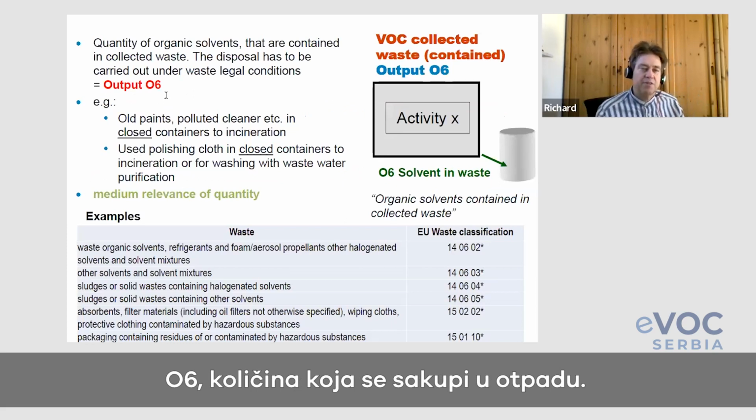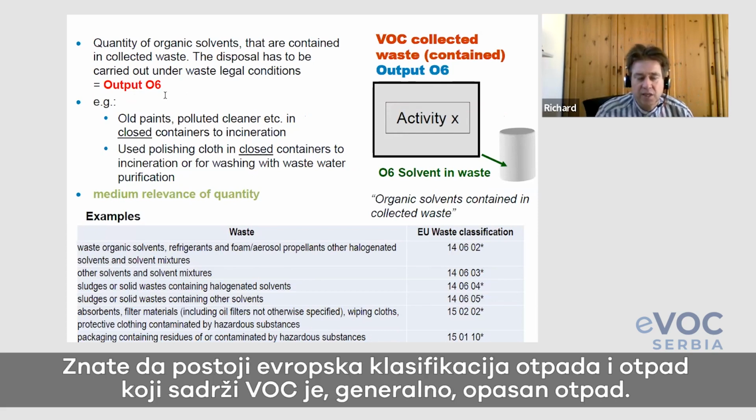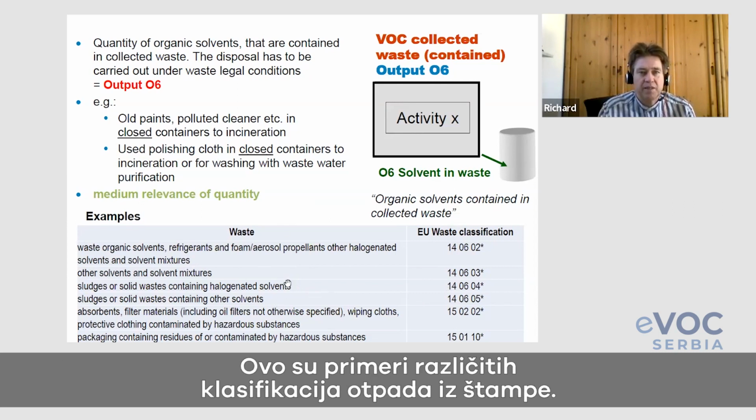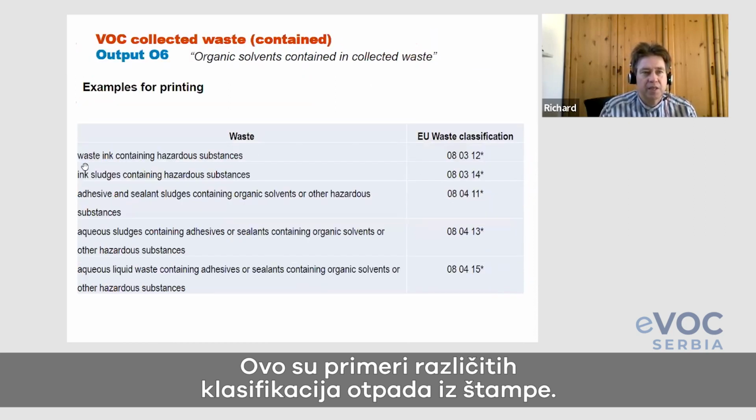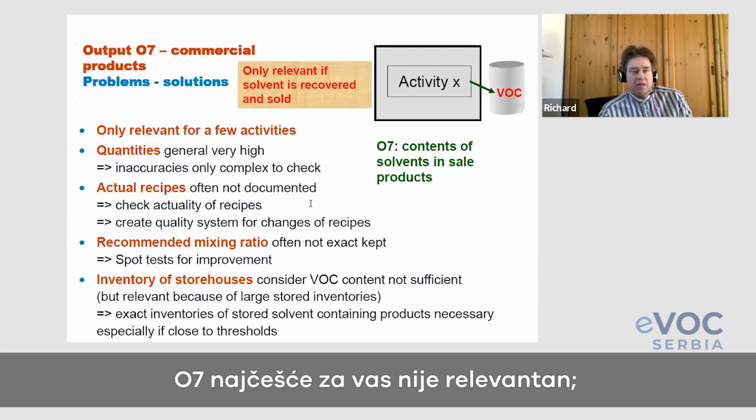O6 is that quantity that is collected in the waste, and you know there are European waste classifications, and generally the VOC containing waste is a hazardous waste. Here are some typical examples. For example, here the different EU waste classifications for printing. And O7 is normally not relevant, I think, in most cases for you.